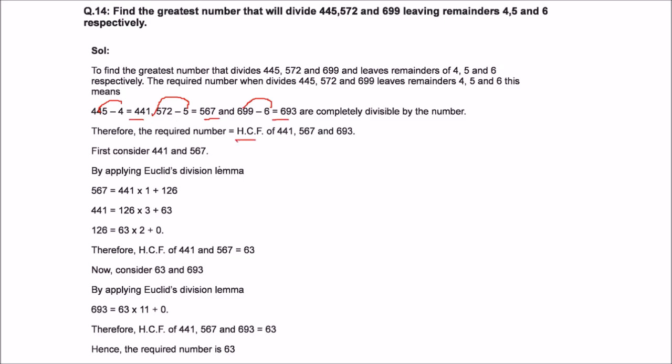We already know by Euclidean division lemma. We'll take these two numbers first. The first HCF will be 63. Now this 63 and 5693, two numbers we have taken. The HCF of these two numbers is 63. Now we'll take this 63 and 693. So let us take these two and we'll find out that again 63 comes as the HCF of these two numbers also. So 63 is the HCF, or the number which divides these three and leaving the remainder as 4, 5, 6.